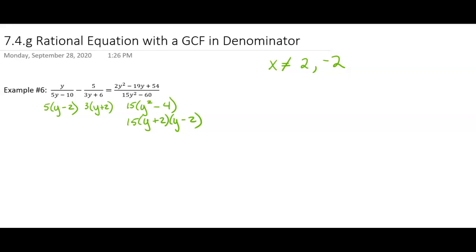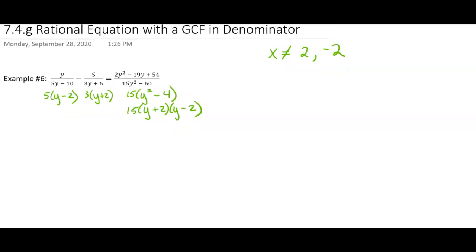Okay? Now, I'm going to recopy the LCD. Let's talk about the LCD. The LCD here is going to have a 15 in it. That's going to take care of the 5, the 3, and the 15, because those are all constants, and the least common multiple of 5, 3, and 15 is 15. We're also going to need a y minus 2 and a y plus 2. So our LCD is a little bit longer than some of the other problems we did.